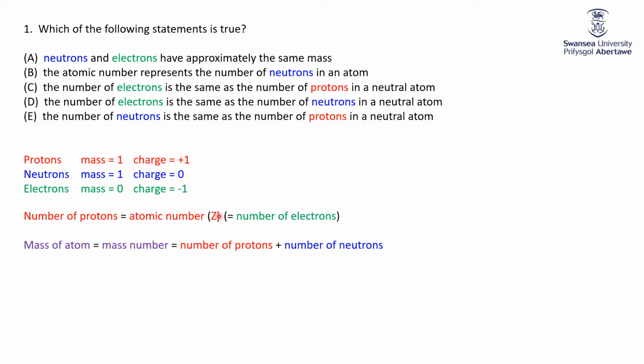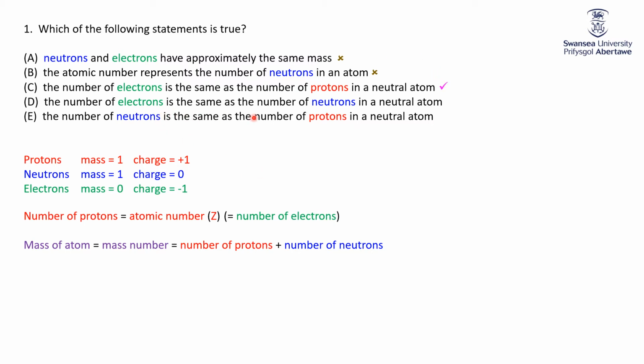So let's go through these various possible answers. Neutrons and electrons have approximately the same mass. Now, as protons and neutrons have the same mass, so we can eliminate that one. Atomic number represents the number of neutrons. No, it represents the number of protons, so we can eliminate that one. Number of electrons, the same as the number of protons in a neutral atom. Oh, I like that idea, so let's give that a little tick.